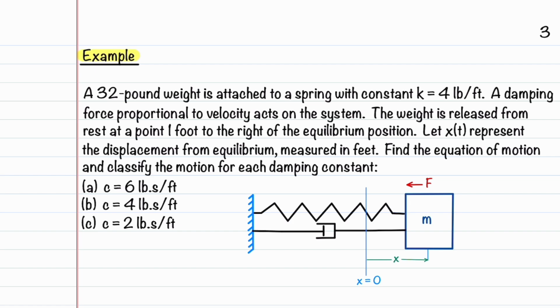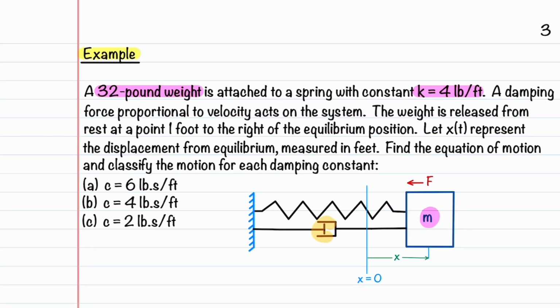Let's now walk through an example of a mass spring system with damping. Suppose we have a 32-pound weight that's shown down here in our diagram, and it's attached to a spring with spring constant k equal to 4 pounds per foot. It also has a dash pot attached to it, and that dash pot provides a damping force that is proportional to the velocity. The weight is released from rest at a point 1 foot to the right of the equilibrium position. That's going to be our initial conditions.